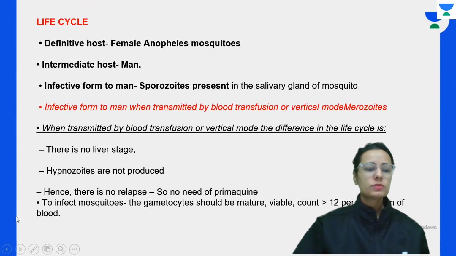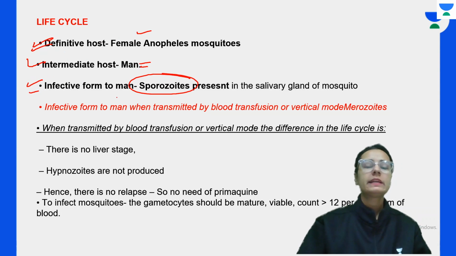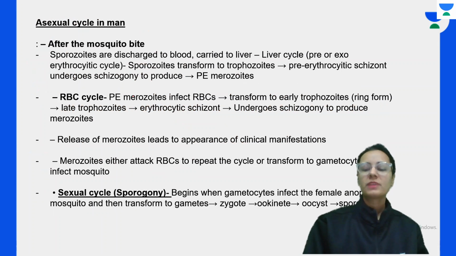Yes. So, starting with the life cycle, an important point to remember is that the definitive host is the female Anopheles, the intermediate host is man, and the infective form is the sporozoite. In the case of transmission by blood transfusion or the vertical mode, it is merozoites, and there is no liver stage. Since there is no liver stage, no hypnozoites will be formed, and therefore no need of giving primaquine.